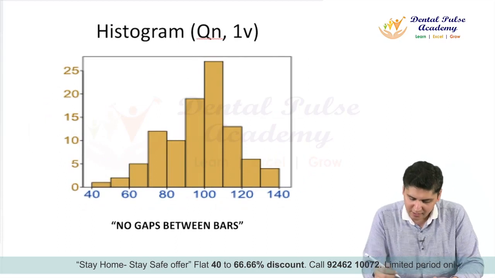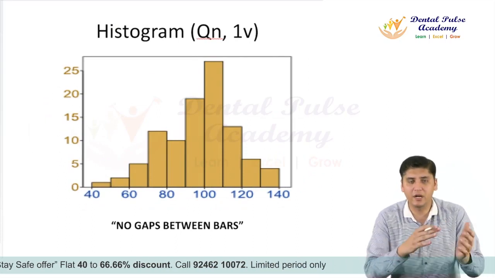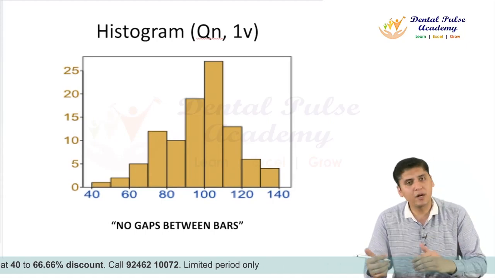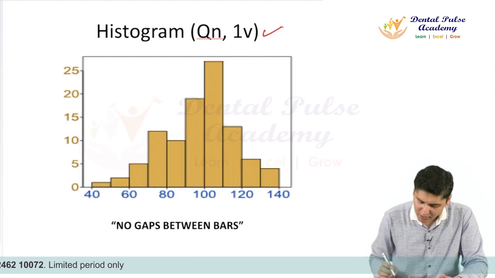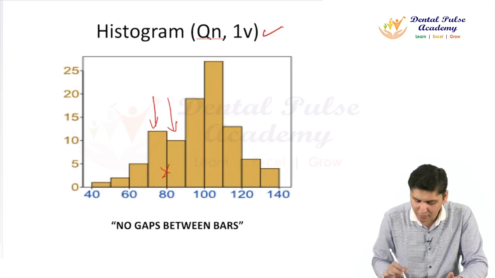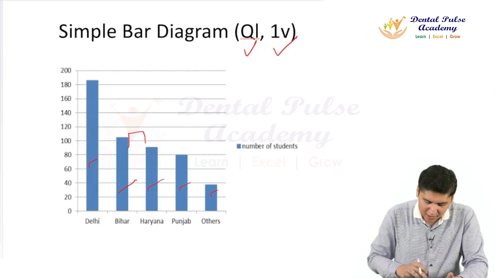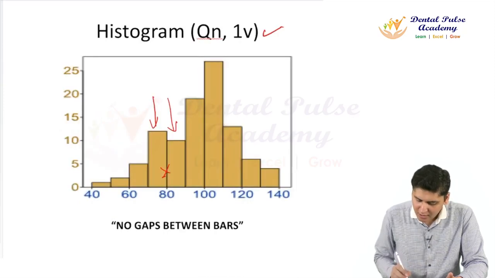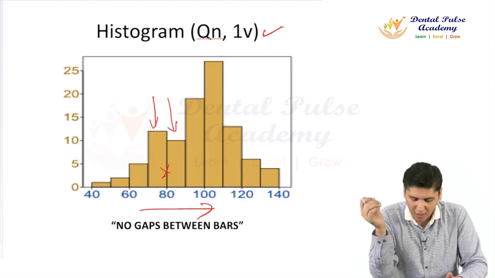The next quantitative graph is the histogram. A histogram is similar to the simple bar diagram in the qualitative aspect. A histogram shows the quantitative aspect. A histogram shows quantitative data in one variable. You must be noticing that here we have bars similar to a simple bar diagram, but there are no gaps. In the simple bar diagram, we had gaps. The reason is that in a histogram, the data that we record is continuous data, and in a simple bar diagram, we record qualitative data.